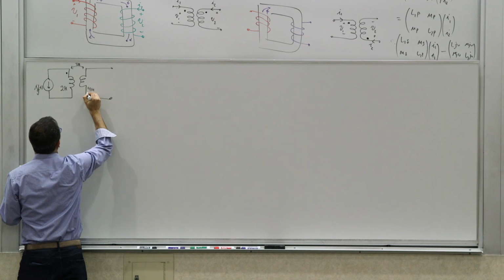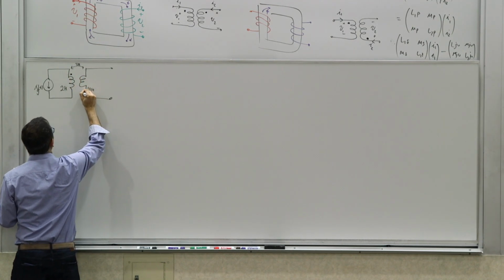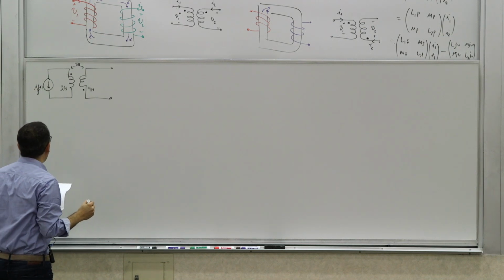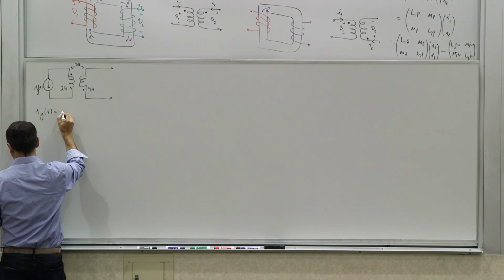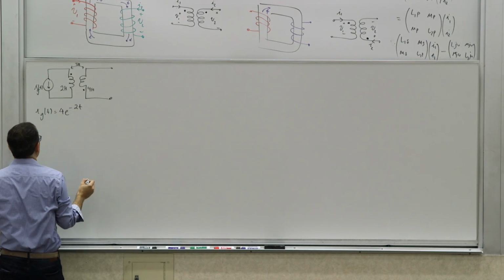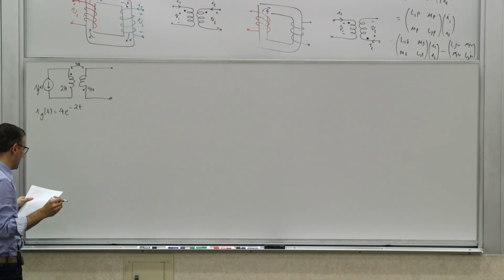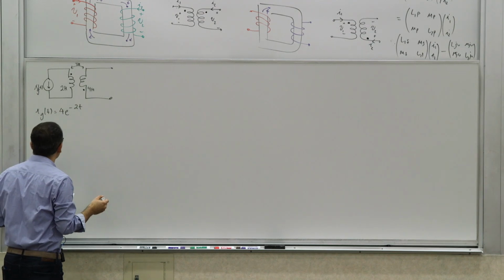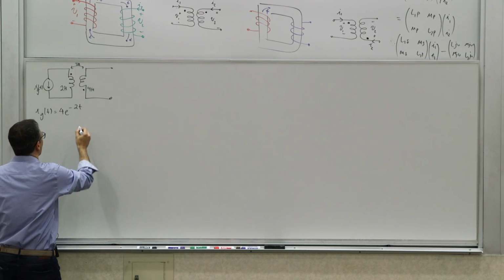So let's say they have opposite linkages. And let's say Ig of t is 4e to the negative 2t amps. Okay? And the question is, what is the output, like v of t?